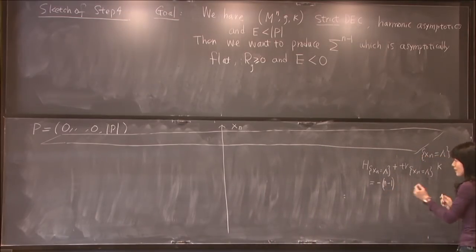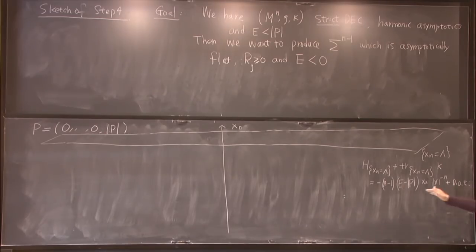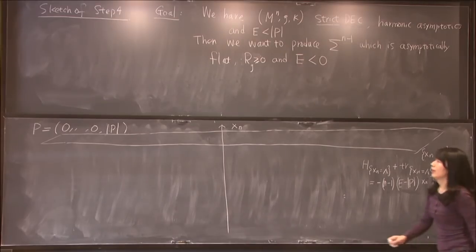If I remember correctly, there will be some constant depending on the dimension, and then the energy and momentum appear. And there will be the x_n coordinate, and I think that will be x_n to the minus n, plus lower order terms. So this is where we use the assumption E is less than |P| to begin with. If this is negative, then with the negative sign, this is positive. So this will be an upper barrier for the minimal surface equation we want to solve. But then we can also take one which is a very, very low hyperplane.